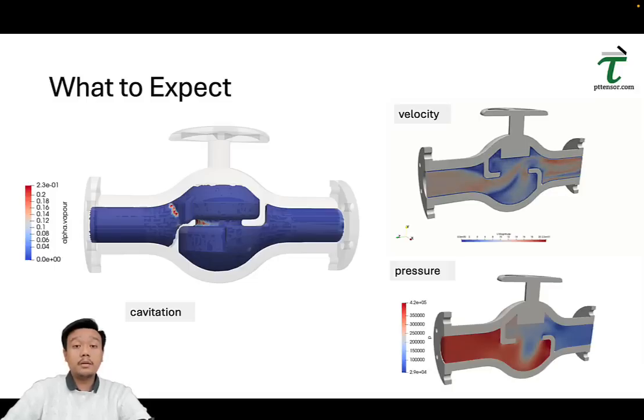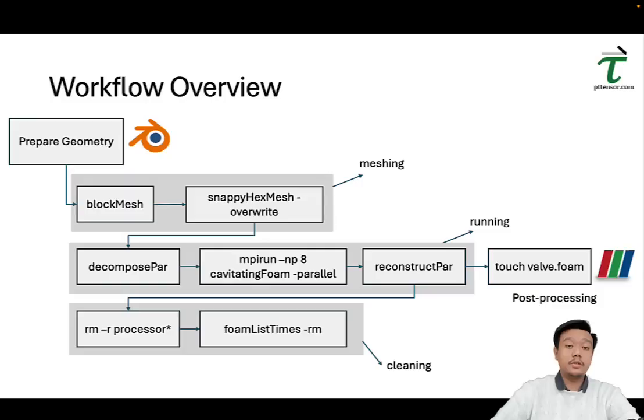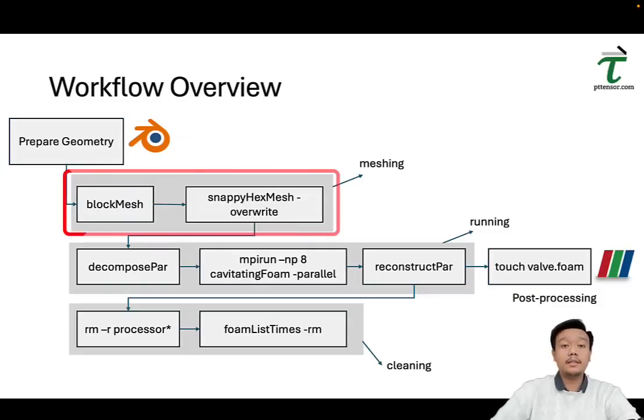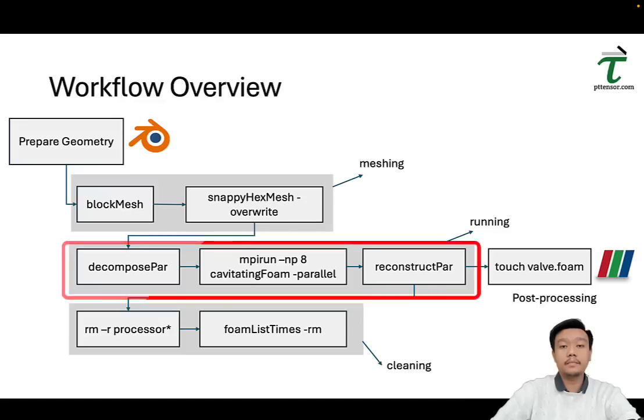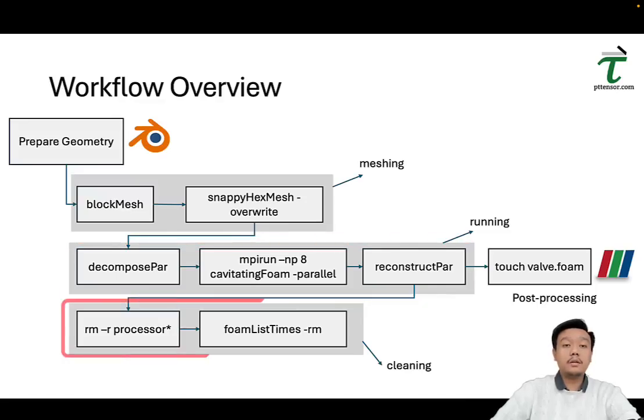We will explore running a flow in a globe valve in this tutorial. We will calculate the velocity and pressure distribution and then predict the potential cavitation. Let's review our workflow. We will start with geometry preparation in Blender, then use blockMesh and snappyHexMesh, and finally run cavitatingFoam in parallel. We will also show how to clean the result after the simulation.